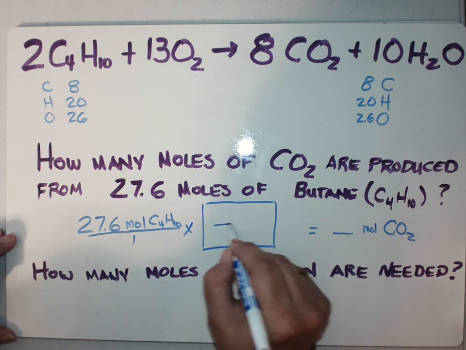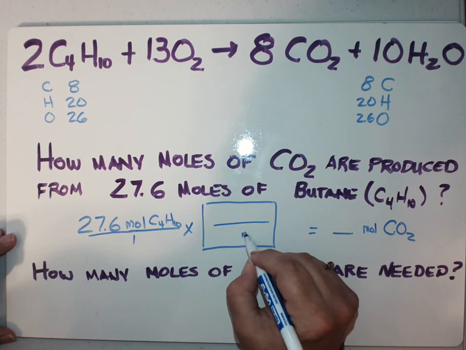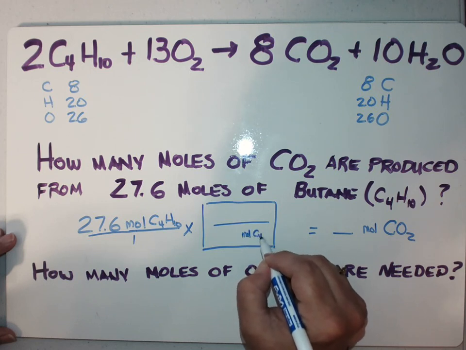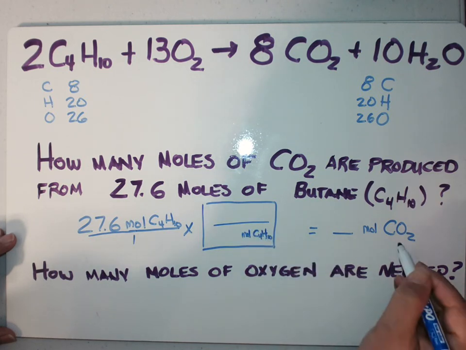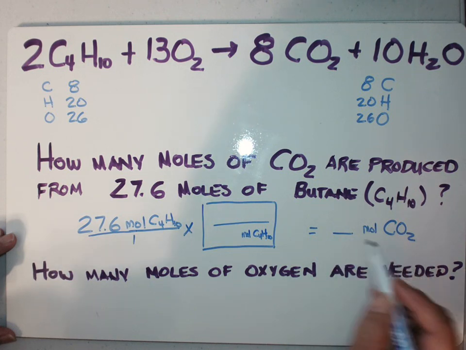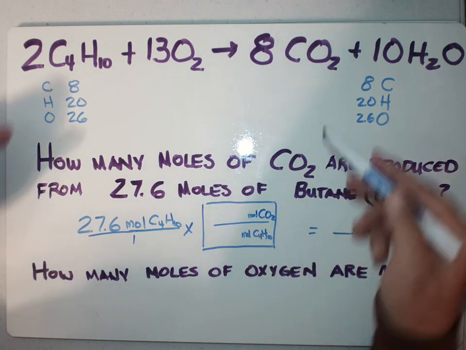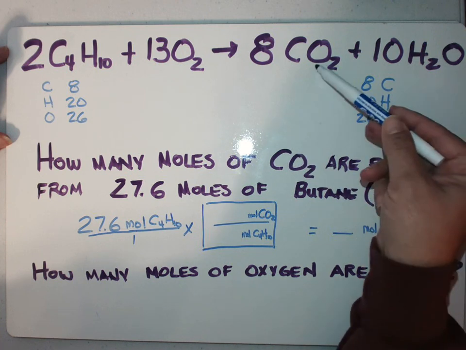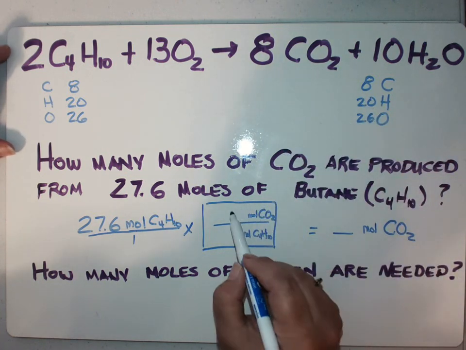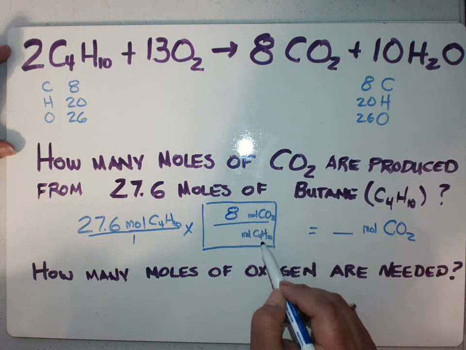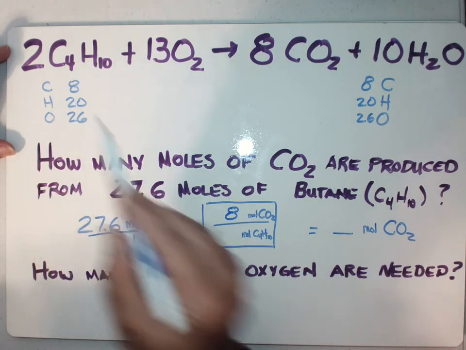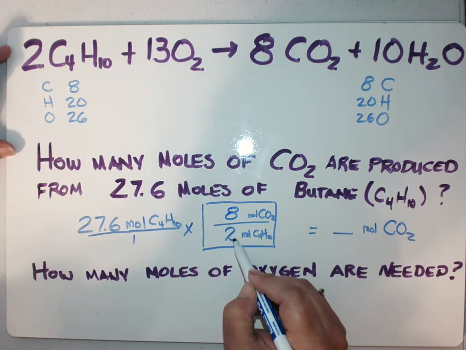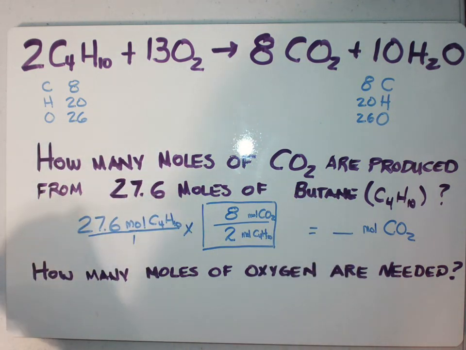So on the bottom, it's going to be mole of butane, C4H10. And the top is what I'm looking for, mole CO2. I then look up here, balanced equation. And for the CO2, I'm going to put the 8. I get that right here. And for the C4H10, I look over here, and it's going to be a 2. So don't worry about reducing that fraction in the middle. Just leave it like that for ease.